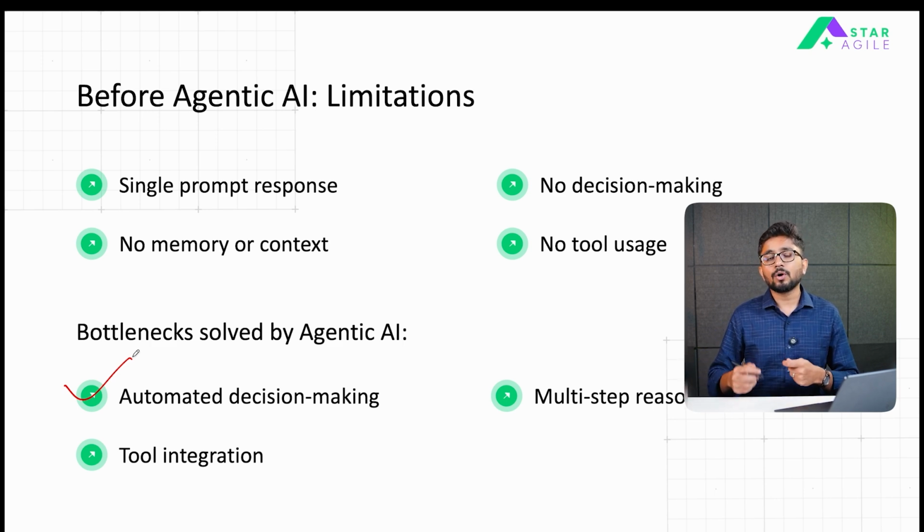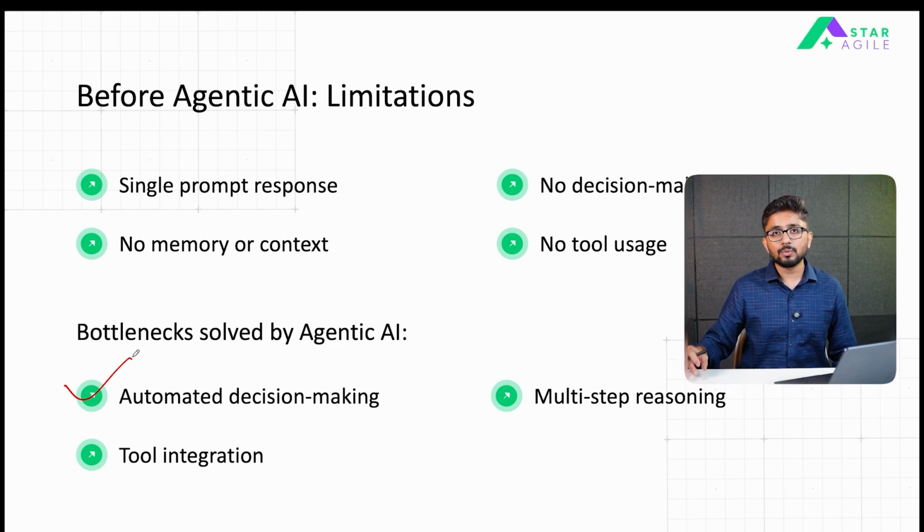Similarly, if you want to know what's the latest weather in Bali right now, it needs to get access to a tool that can return the weather in Bali for next month or next 2 months or whatever timeline it is. So automated decision making is basically the first biggest bottleneck that is solved by Agentic AI, wherein based upon your user input, the AI model is going to decide which tool it needs to call in order to get the accurate response back. Second is solving the multi-step reasoning problem.